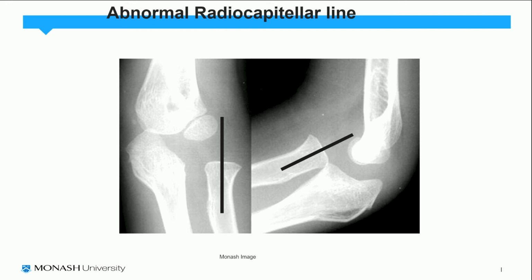Just another example of an abnormal radiocapitellar line. So we can do that on the AP as well as the lateral view. So on the AP, if you draw a line from the proximal radial center, it misses the capitellum on both the AP and the lateral. And then on the lateral view as well as in the AP you can see that there is a fracture of the ulna.